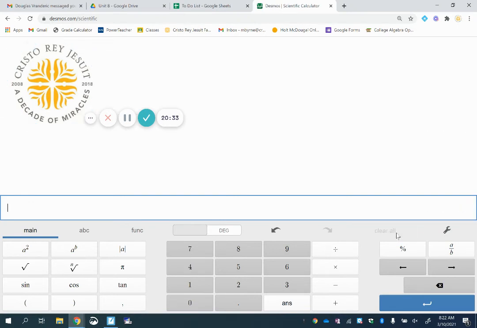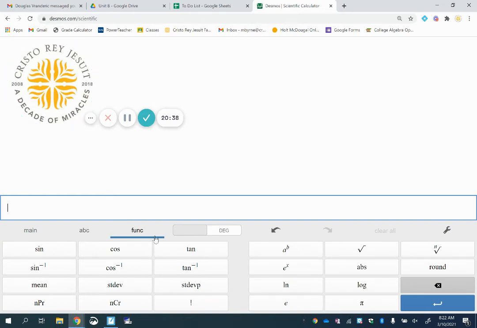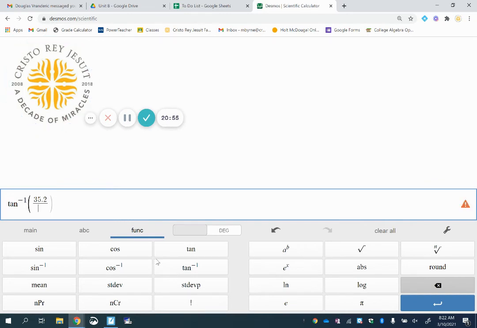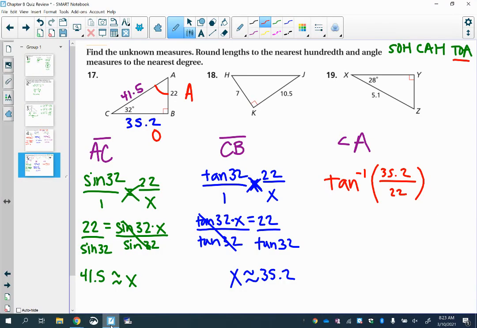Okay, I'm going to clear this to give us more space. If I want inverse, I go right here. So I go to function on my calculator and I think it was inverse tan of 35.2 divided by, I just hit the slash, divided by 22. And that's it, 57.99, which rounds to 58. So that angle is 58.